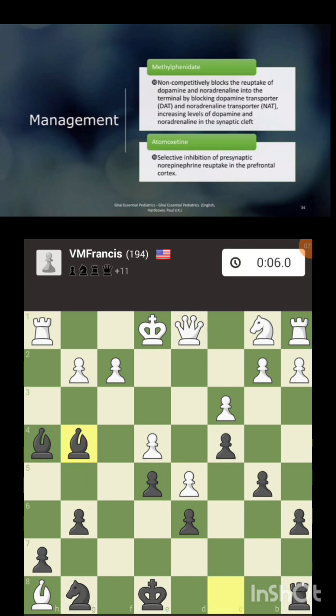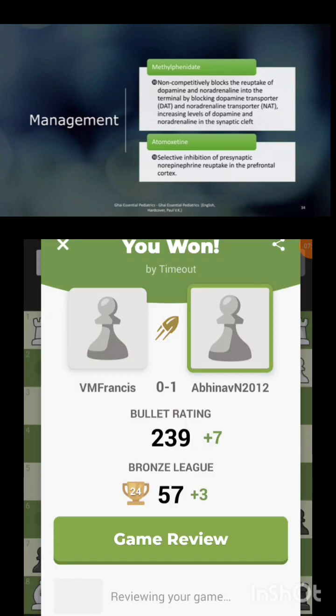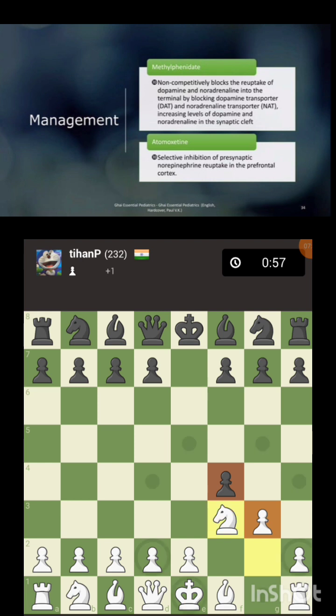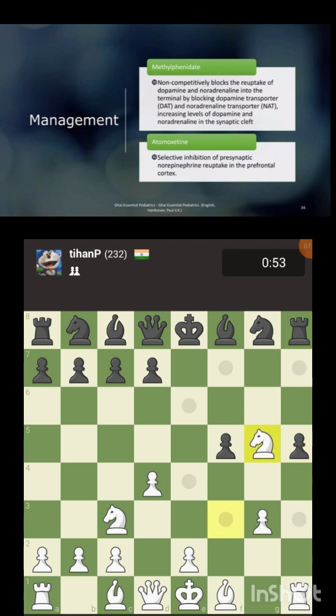Methylphenidate is a non-competitive blocker of dopamine and noradrenaline transport. This increases the level of dopamine and noradrenaline in the clefts. Basically, this condition is caused by a decrease in dopamine and noradrenaline. So by preventing the reuptake, you can have more neurotransmitters. Atomoxetine is similarly a selective inhibitor of presynaptic uptake in the prefrontal cortex. Norepinephrine uptake is inhibited.